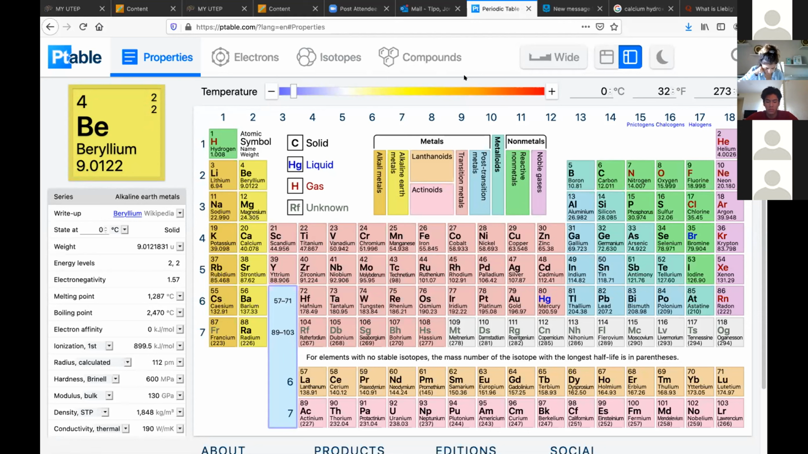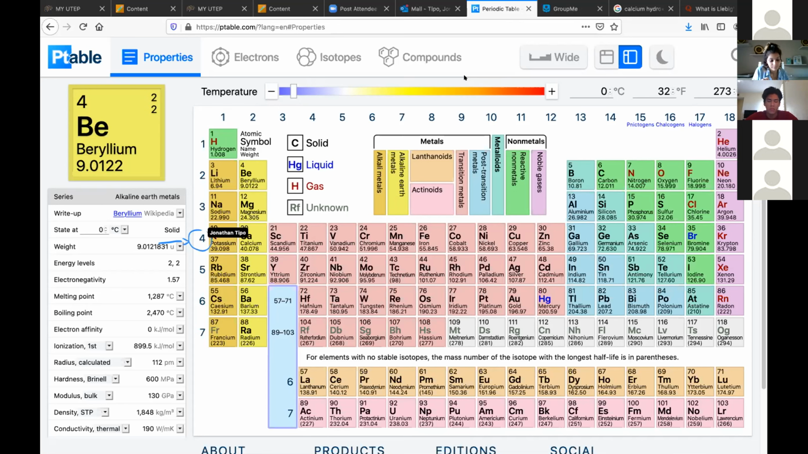Go for it. As Jeremiah said, each period is an electron shell. So, for example, what electron shell is potassium in, or how many electron shells does it have? 4. Perfect, right? Because it's in the 4th period.